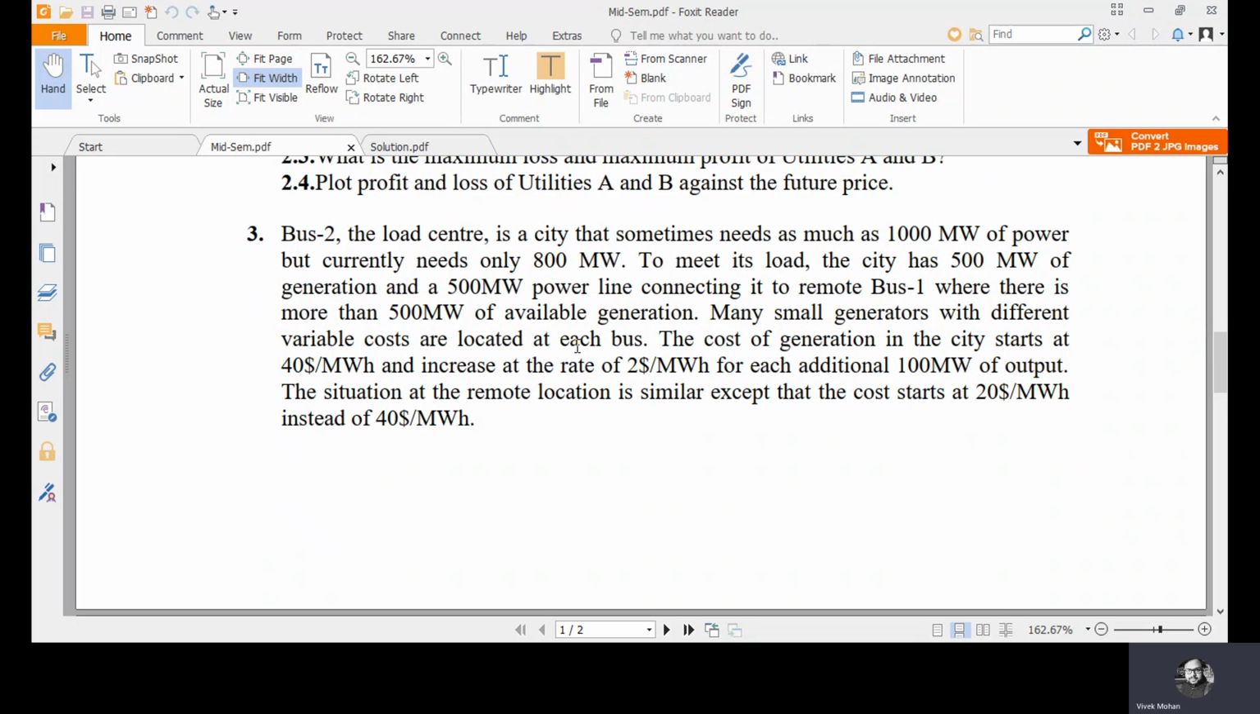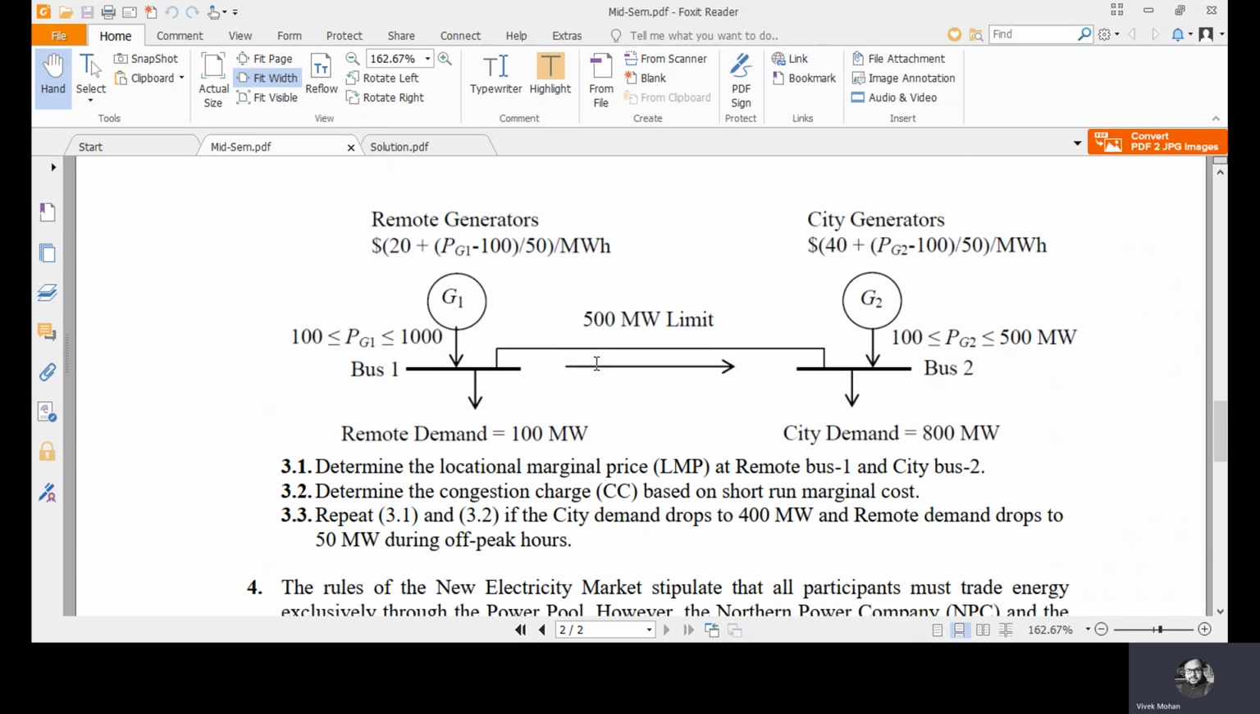Many small generators with different variable costs are located at each bus. The cost of generation in the city starts at $40 per megawatt hour and increases at the rate of $2 per megawatt hour for each additional 100 megawatts of output. The situation at the remote location is similar, except that the cost starts at $20 per megawatt hour instead of $40 per megawatt hour.